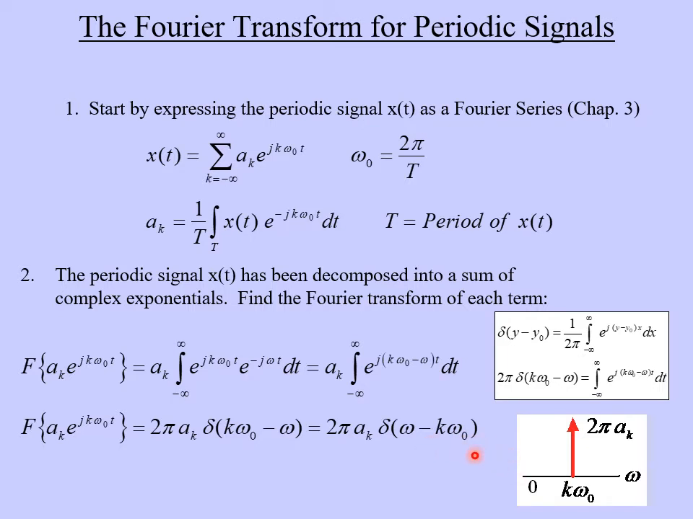So what does this thing look like if we were to plot it? Well, it's pretty simple. The spectrum of just this one term, in the frequency domain, is a spike or a delta function, and it's sitting at the harmonic frequency k omega naught. So whatever k is, if k is 5, this would be 5 times omega naught, and we have a spike, and the weight of this delta function is equal to 2 pi times the Fourier series coefficient, a sub k.